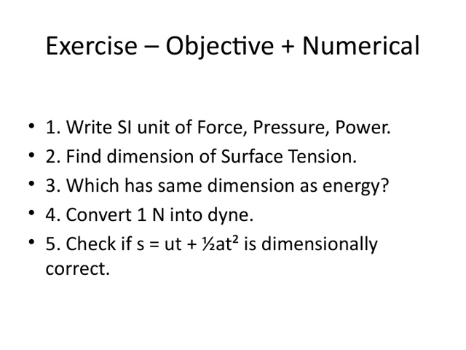Finally, we need to check if the equation S equals ut plus half at squared is dimensionally correct. This is a fundamental kinematic equation, and when we analyze its dimensions, we find that both sides are consistent, confirming its correctness dimensionally. These exercises are designed to strengthen your grasp of units, dimensions, and the fundamental relationships between physical quantities. Keep these concepts in mind as they form the backbone of understanding physics deeply.